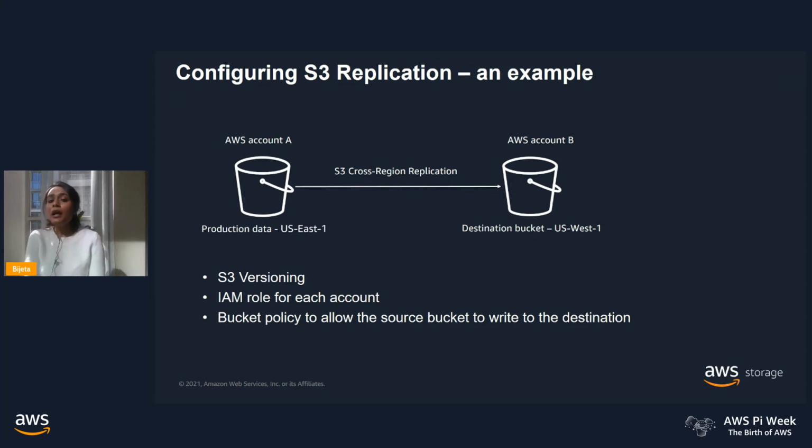In this example, I'd like you to be mindful of a few things. First, you will need to enable S3 versioning for both buckets. Now, this is true for any replication, not only cross-account replication. Second, you will need to create an IAM role for each account and attach the required permission policies. And third, you will need to allow the source bucket to put objects in your destination bucket.